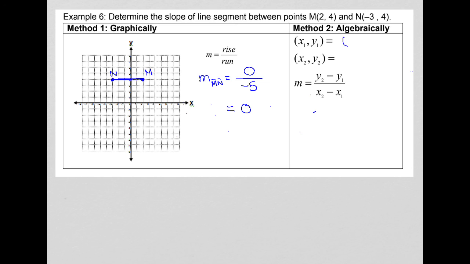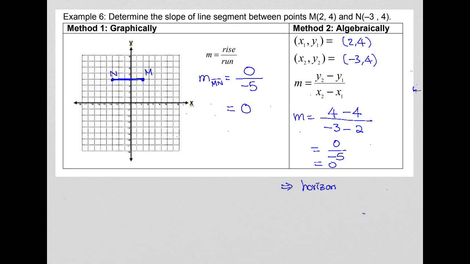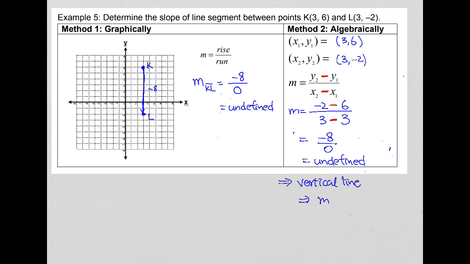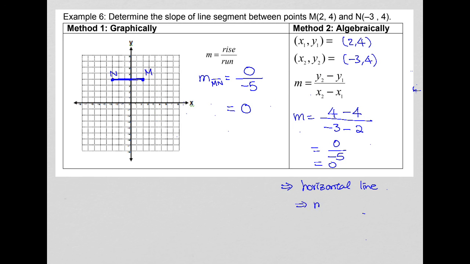Let's do it algebraically. My first point, 2, 4, which is M. My second point, N, which is negative 3 and 4. So let's calculate the slope. y2, which is 4, y1 is 4, x2 is negative 3, x1 is 2. You get 0 over negative 5, which is also 0. So whenever you see slope equal to 0, it means this is a horizontal line. So once again, vertical line, slope is undefined. Whenever it's a horizontal line, slope is going to be 0.